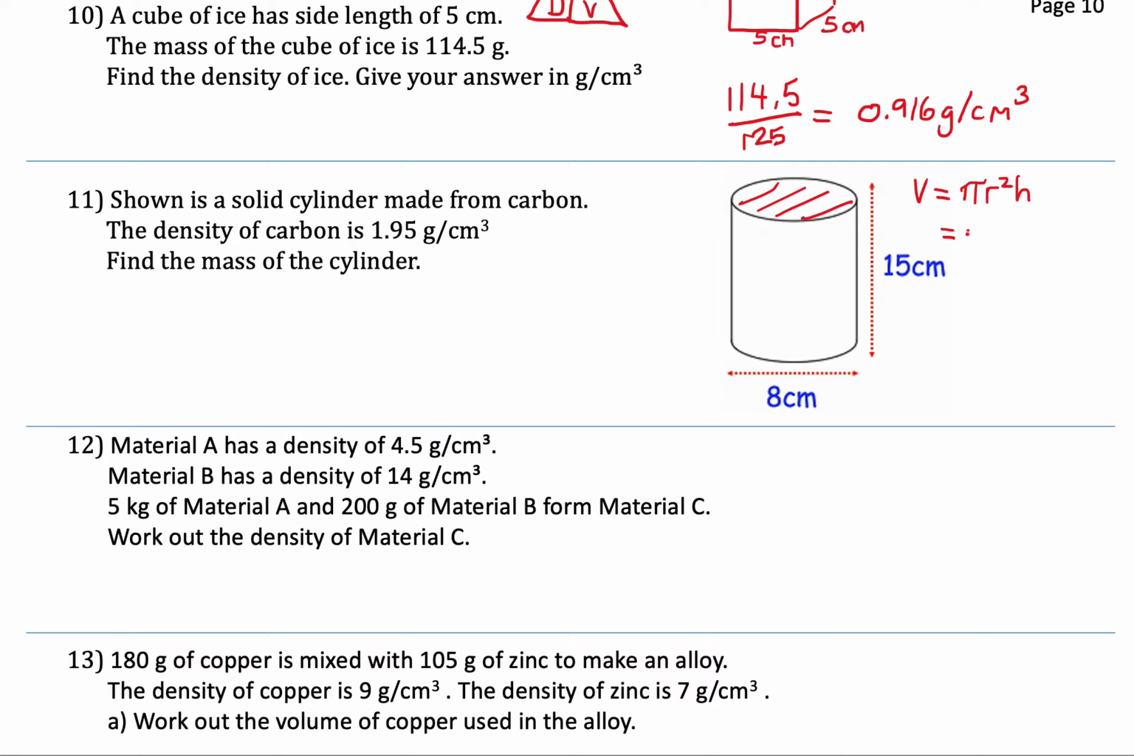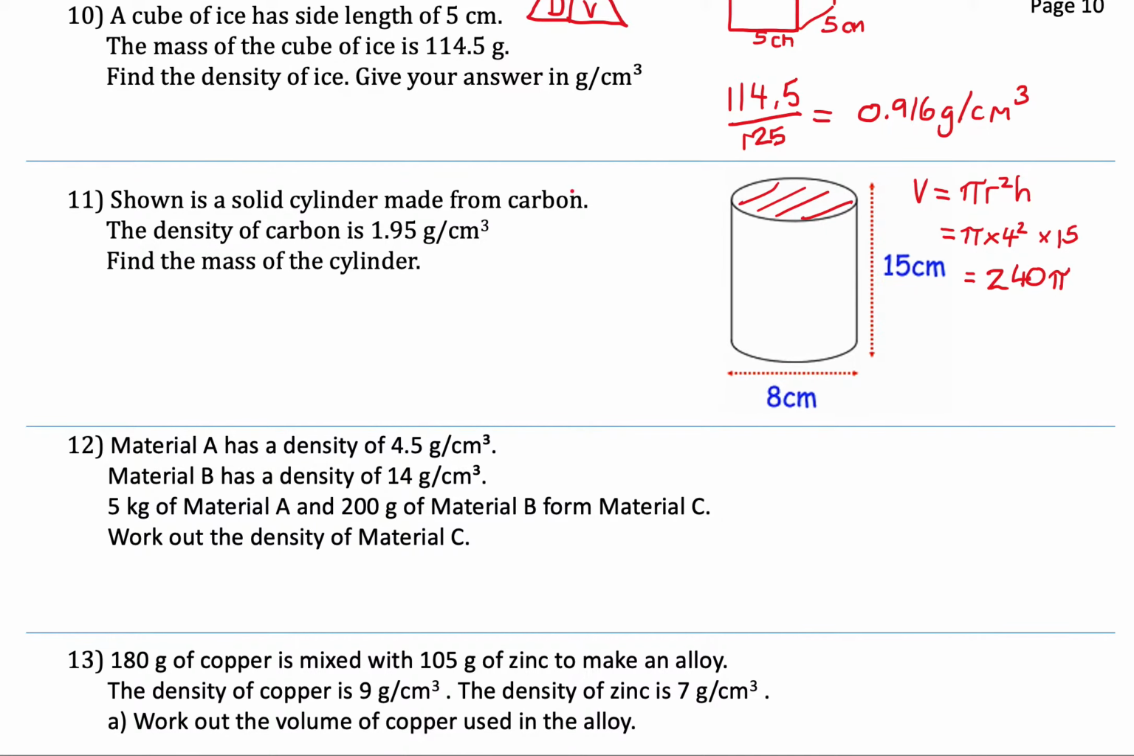8 is the diameter. So we're doing pi times 4 squared, or pi times 16, and then timesing that by 15. I'm just going to do all of that in one step. And I'm going to leave this in terms of pi for now. Okay, so that gives me 240 pi. And the reason I'm leaving it in terms of pi is because it's not my final answer. I don't want to do any rounding at this stage.